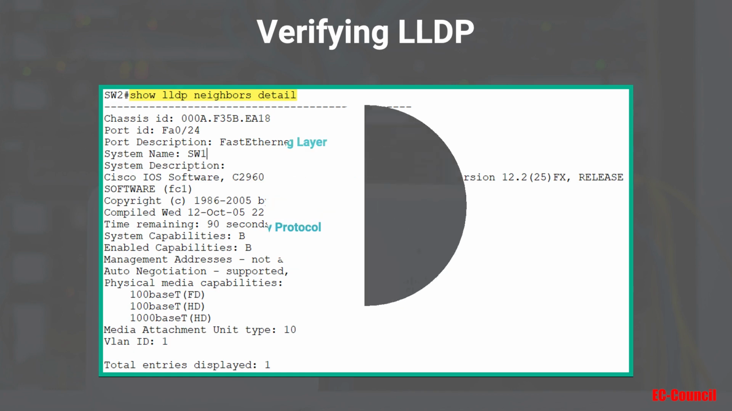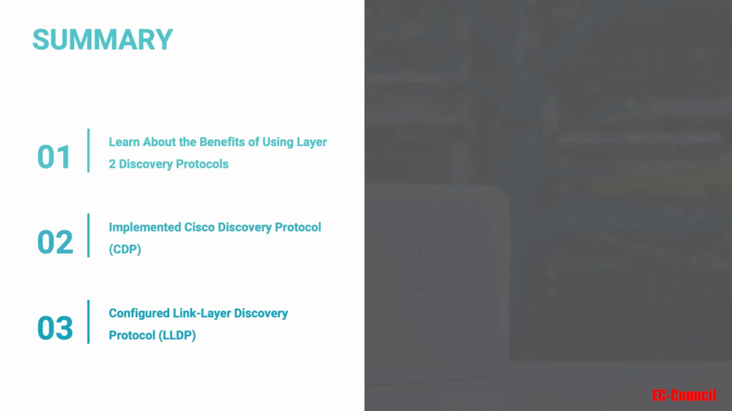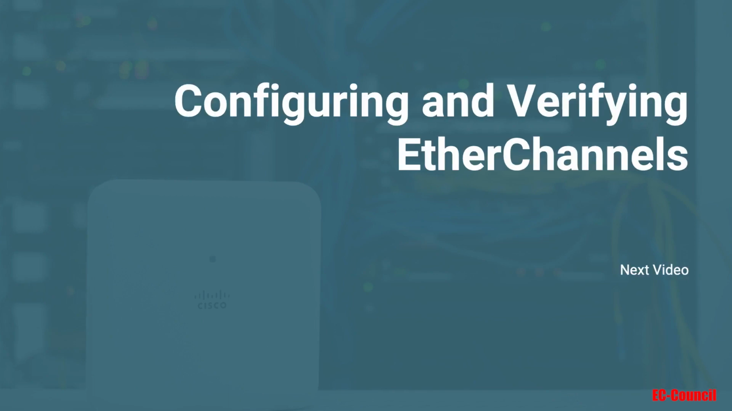In this video, you learned about the benefits of using a Layer 2 discovery protocol. You learned how to implement and even configure CDP, Cisco Discovery Protocol messages. You learned how to configure LLDP as well within a Cisco network. In the next video, we'll look at configuring and verifying something called EtherChannels. I hope this video has been informative for you, and I hope to see you in the next one.